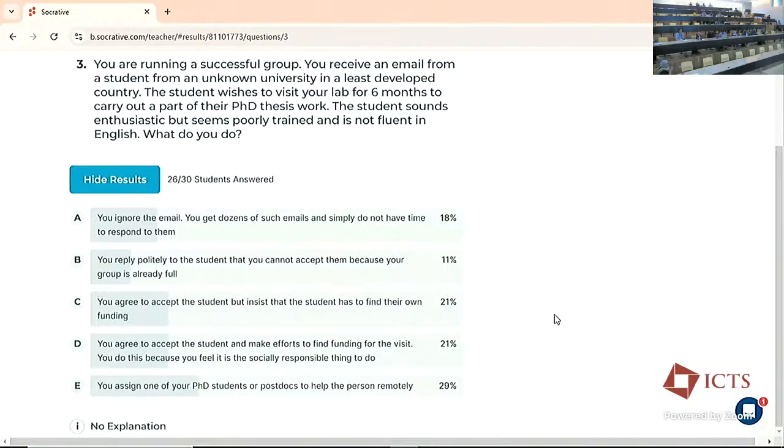Sometimes I have had students come and visit. I've told them about various programs. For example, the World Academy of Sciences has funding, etc. So I've told them to apply for it. Sometimes I accept, sometimes I say, no, sorry, I just can't.